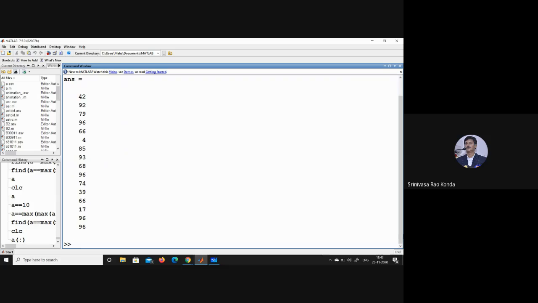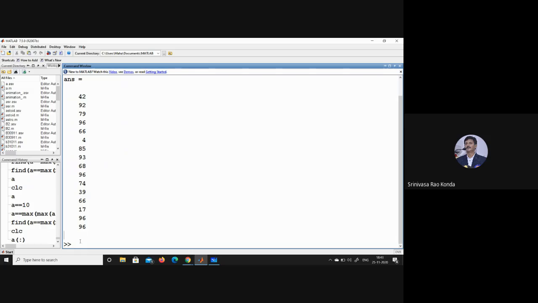If you give A of colon, all elements will be displayed column wise. 42, 92, 76, 96 is the first row. So first column. Next, second column. Next, third column. Next, fourth column. Okay? I hope you understand.